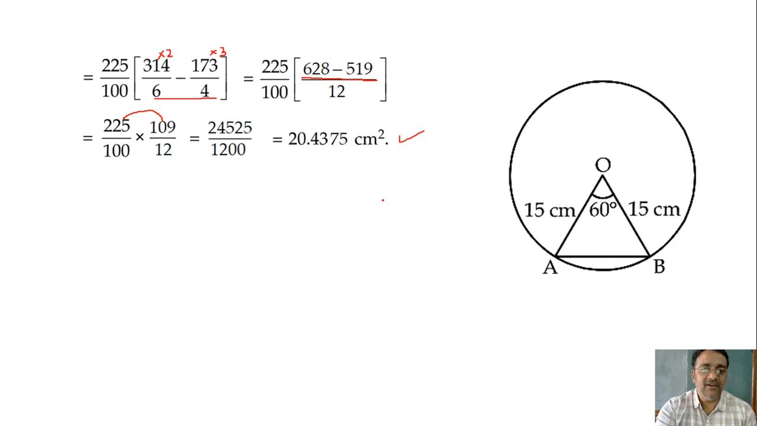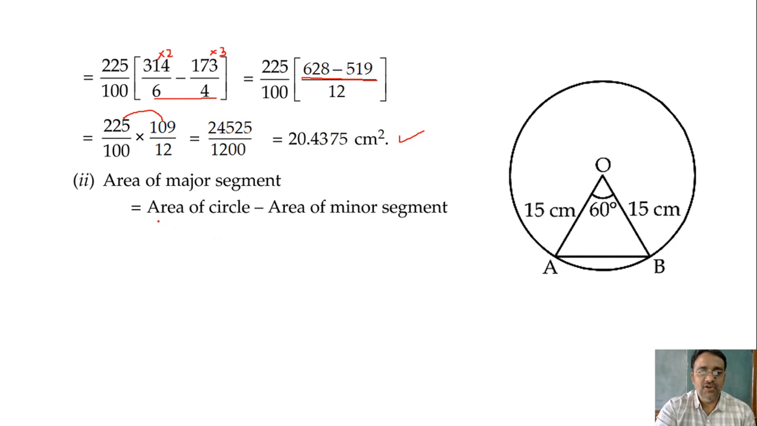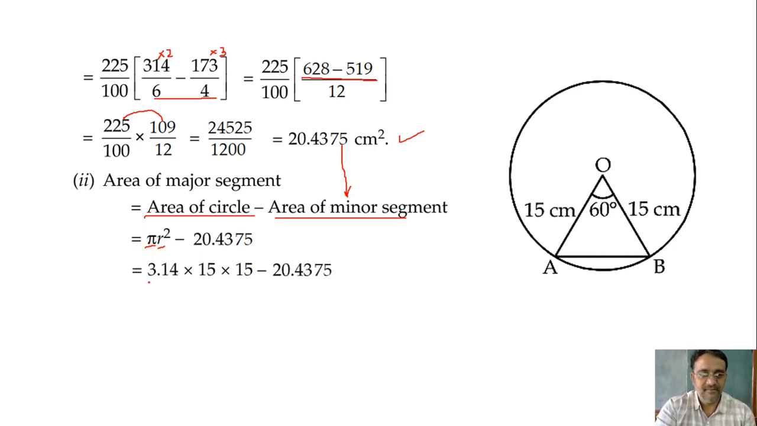How will you find area of major segment? Sir, area of circle minus area of minor segment. Very good. Area of circle minus area of minor segment. So area of circle is pi r square, and this we already got this value. We'll substitute here directly. And the value of pi is 3.14, 15 square. So we'll get, if you multiply, you'll get 706.5 minus this. Then you have to subtract, you will get the final answer.